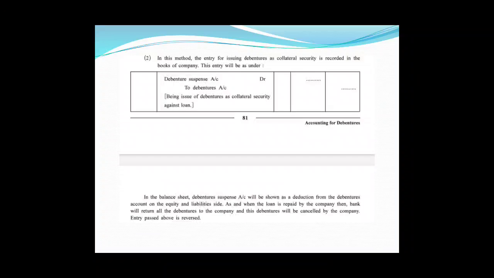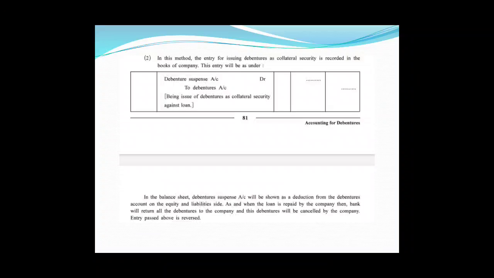As and when the loan is repaid by the company, the bank will return all the debentures to the company, and these debentures will be cancelled by the company. The entry passed above is reversed. When debentures are issued, debenture suspense account debit to debentures account, and when loan payment is done, then debentures account debit to debenture suspense account.